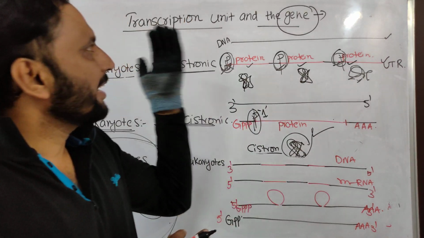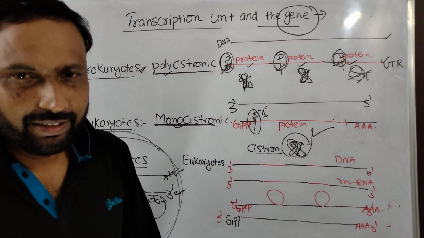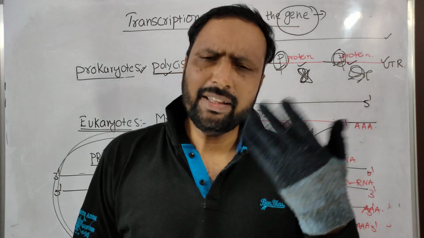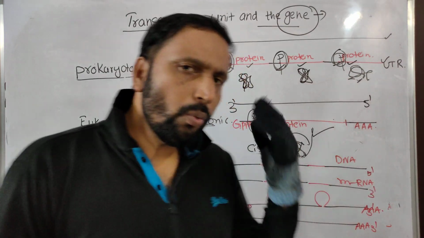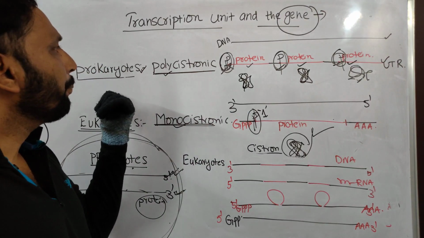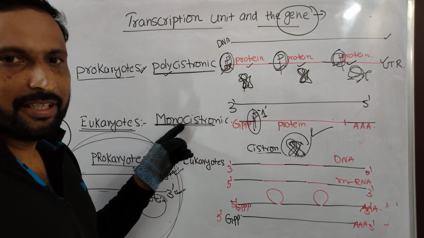Today our topic is the transcription unit and the gene. So what is the meaning of gene? It is the functional unit of inheritance. It is nothing but a DNA sequence. Now, a very important topic we are discussing. Look here. In prokaryotes, the gene is polycistronic. In eukaryotes, the gene is monocistronic.